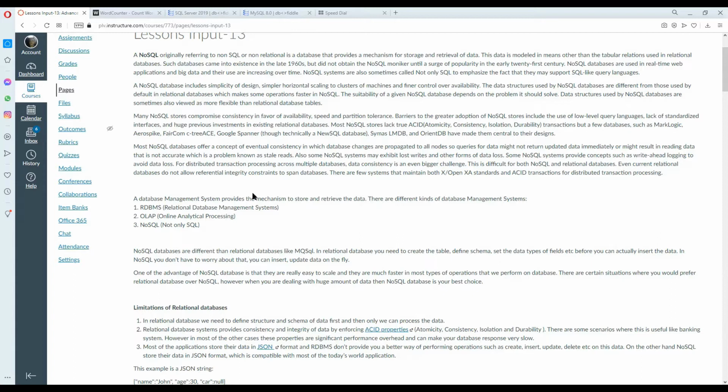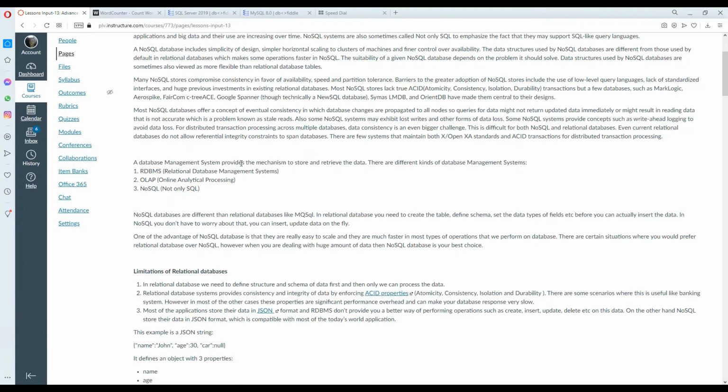For distributed transaction processing across multiple databases, data consistency is an even bigger challenge. This is difficult for both NoSQL and relational databases. Even current relational databases do not allow referential integrity constraints to span databases. There are few systems that maintain both Open XA standards and ACID transactions for distributed transaction processing.